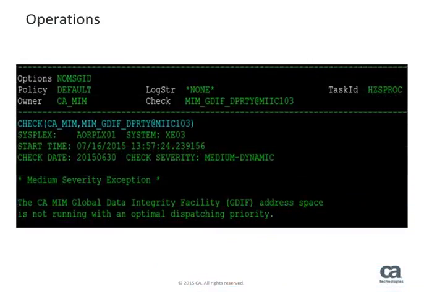Here's an example of the dispatching priority equals Fox health check exception generated when GDIF is not started via the MIM address space creation utility or the MIM early start mechanism. This medium severity notification also provides specific instructions on how to implement the early start mechanism or the address space creation utility in the notification's Systems Programmer Response section.